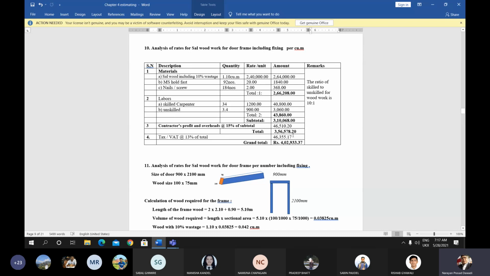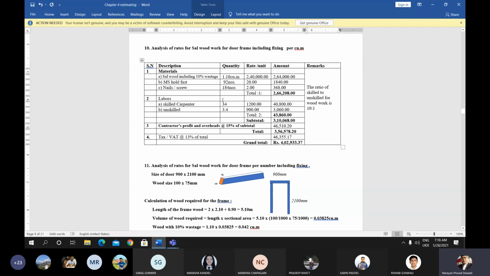Now, contractor profit and overhead are provided, and VAT and tax are also provided with the mentioned subtotal amount and the total amount. And now the ratio of skilled to unskilled for woodwork is 10:1. This is the thing that you have to remember.